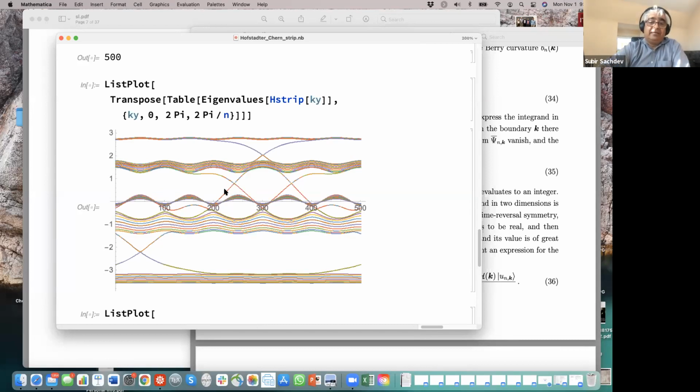So this is a really very instructive calculation to do.